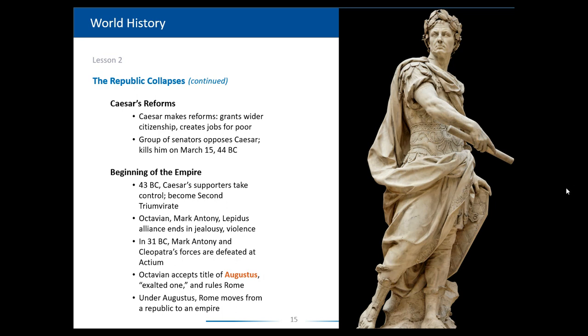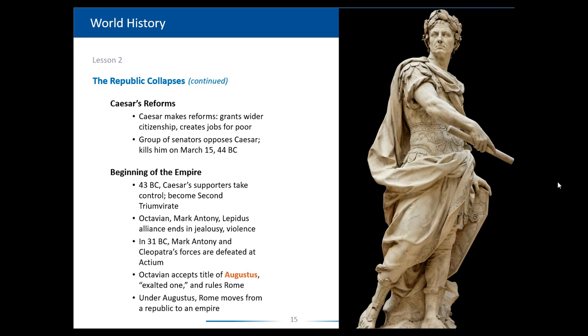Beginning of the empire. In 43 BC, Caesar's supporters take control and become the second triumvirate. Octavian, Mark Antony, and Lepidus' alliance ends in jealousy and violence. We've seen that before, right? With Julius Caesar and his triumvirate.